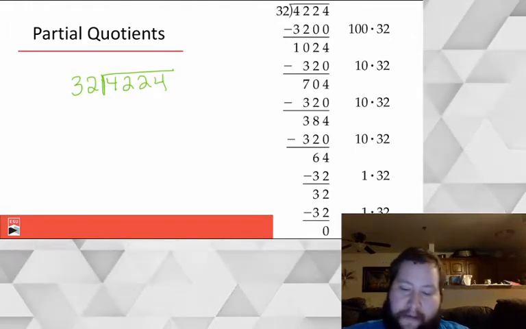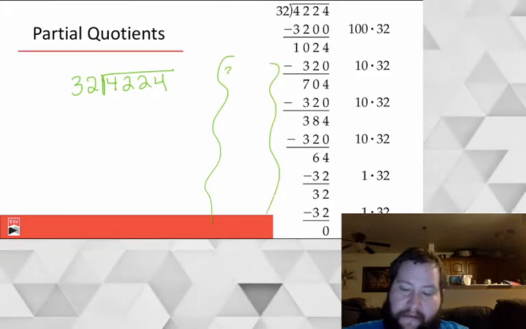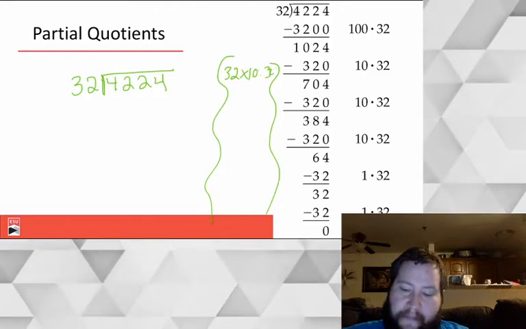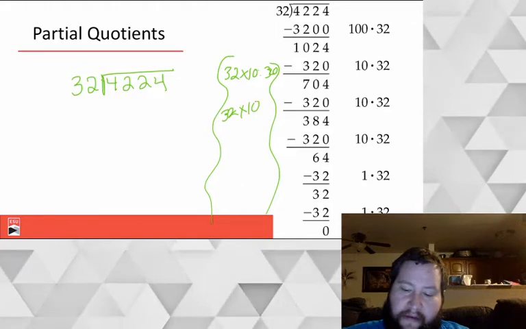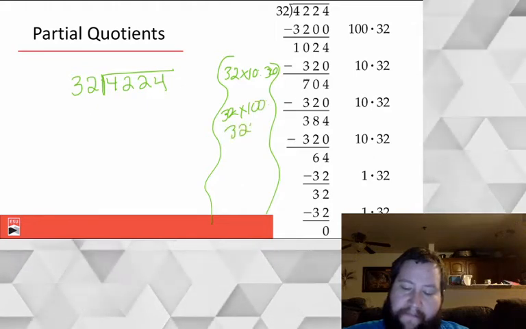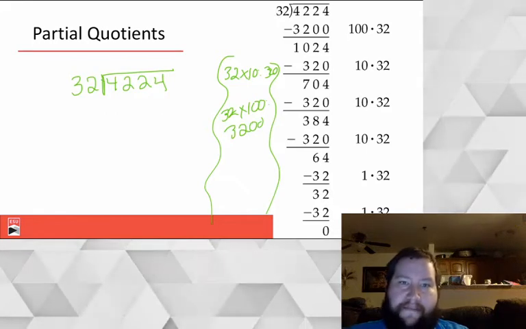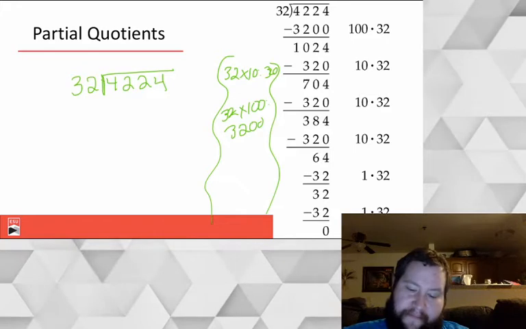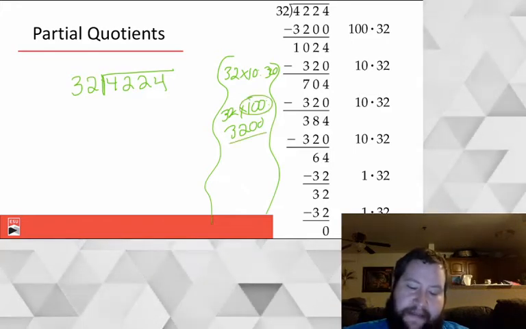So I'm going to put some scratch work over here. I know that 32 times 10 is 320. I know that 32 times 100 is 3,200. That'll work for now. All right. So I know I can take at least 132s out because 3,200 is less than this.